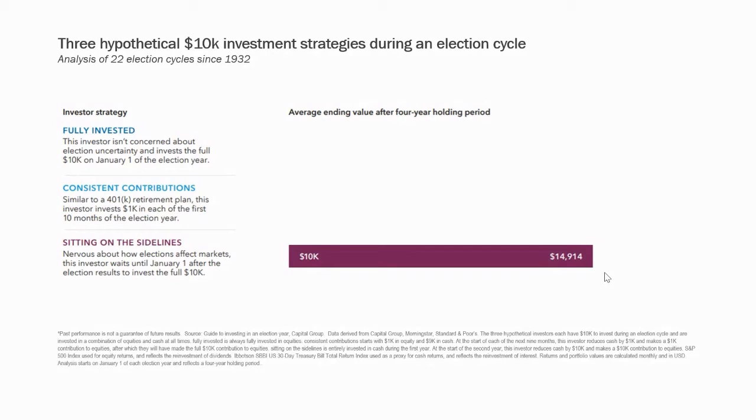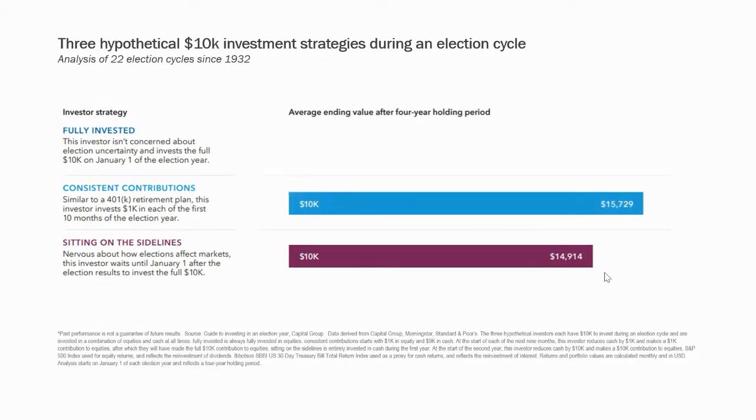If I were to do that and put my $10,000 into the market at that period of time, after that 4-year holding period, my portfolio would have grown to $14,914. So you see that there's growth there. It's going back to the data we shared about terms and how the cumulative rates of return work there. Had I consistently invested over the course of the election year, so not waited on the sidelines, taken my $1,000 and put it in 10 equal increments, my money would have actually grown to $15,729.